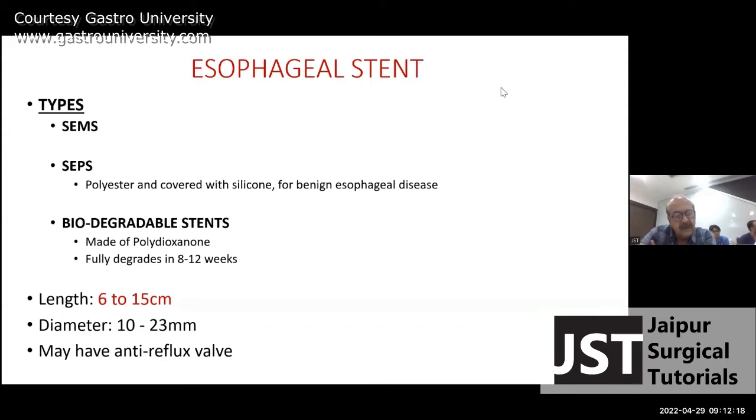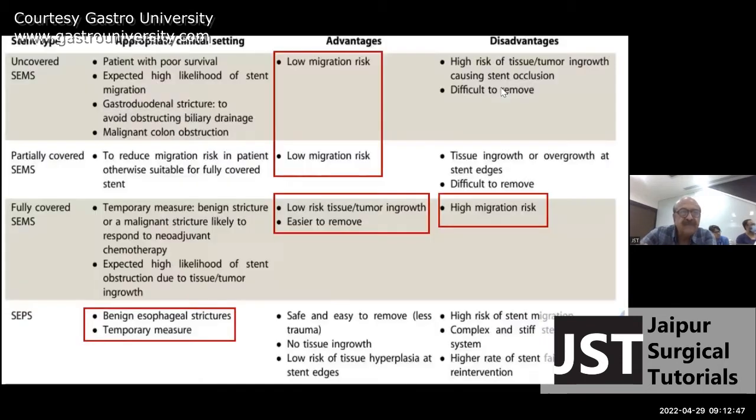The length is being decided by the length of the tumor and the free space of 2 centimeter on either side. So that is the total length which is being decided for esophageal stenting. The diameter actually ranges from 10 to 23 millimeter. And if you want to do stenting at the lower end, then there are stents with the anti-reflux valve, which actually helps in decreasing the reflux, which can happen in patients with a stenting at the lower end.